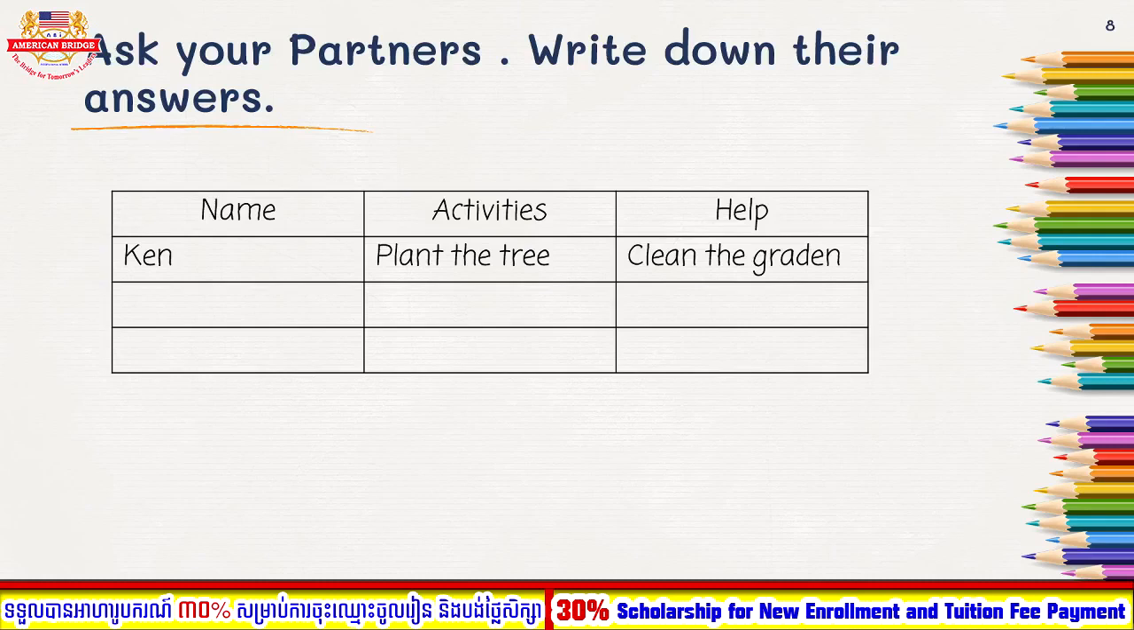So here is the exercise that you need to ask your partner, and after that you need to complete this table that has 3 columns: name, activity, and help. Teacher hopes that you can ask at least 3 persons, right?